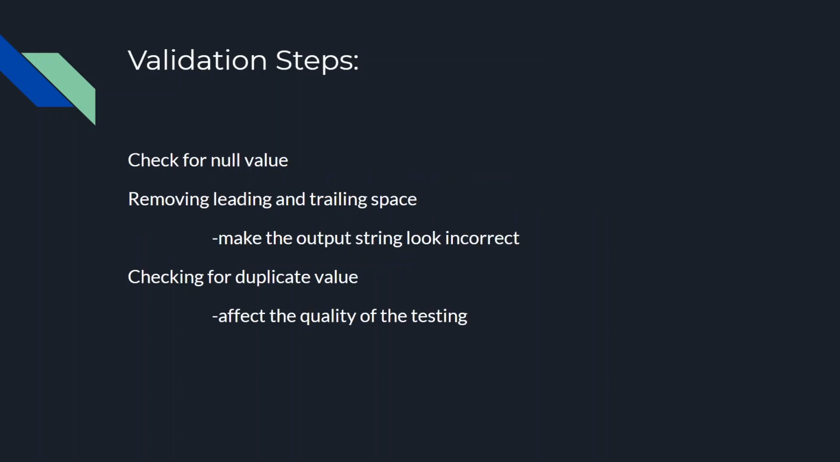We are using Python to do the validation of data generation. The validation steps which we follow are, first, to check for the null values, and the next step is to remove leading and trailing space, because it plays an important role in security. In case you take string literals of many lines, the trailing white space can make the output string look different and incorrect when it is used.